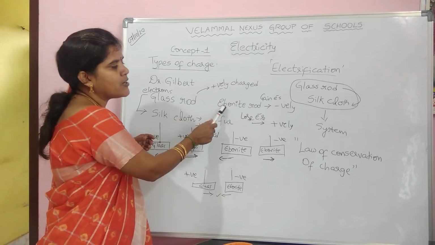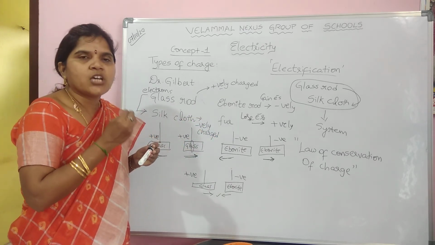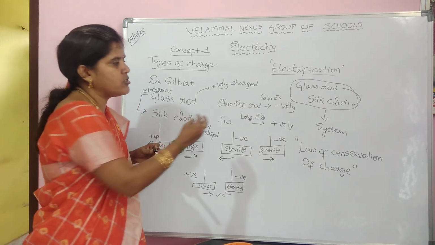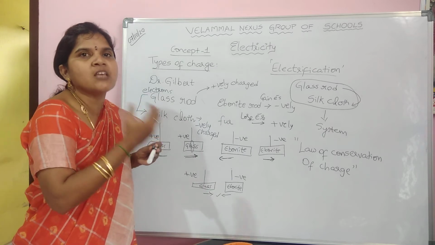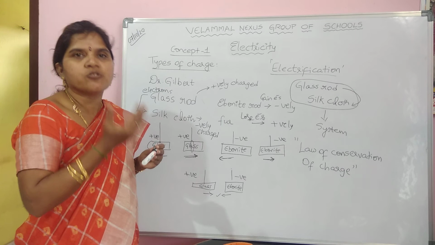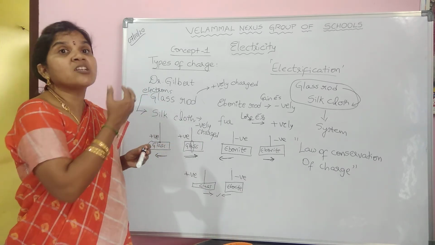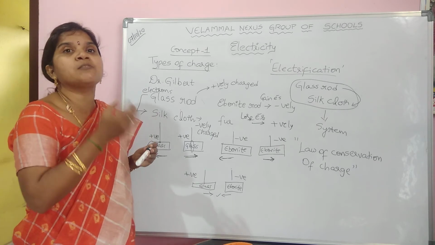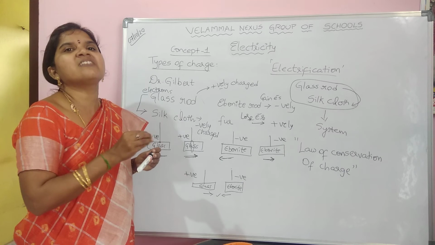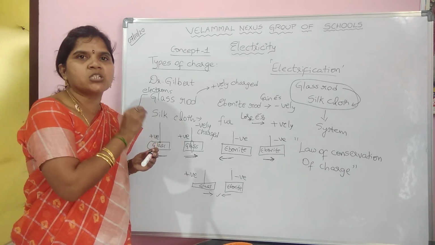Similarly, when you take an ebonite rod and rub it with fur, what happens? The ebonite rod will gain certain electrons from the fur cloth. Fur will lose the electrons, the ebonite rod will gain the electrons. Thereby, fur will become positively charged and the ebonite rod will become negatively charged. Such a process of charging bodies by rubbing due to frictional force is known as electrification.